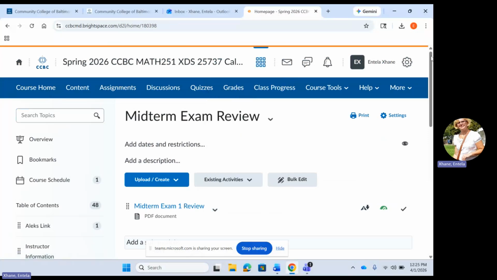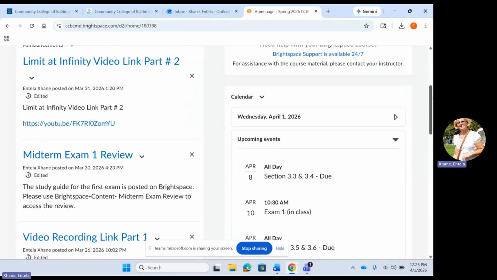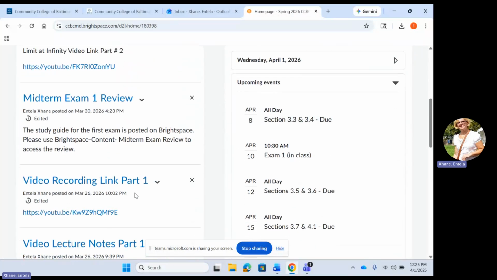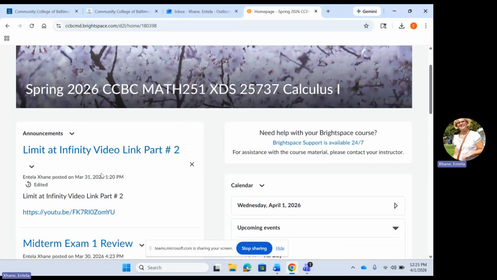Going back to the announcement, at the same time, you have the video recording part 1. This is mainly focused on the limits and then adding more information about limits, especially one case of the limit at infinity. This is part 2, adding again more information about limits, focusing on limit at infinity, part number 2. And now I will stop sharing this and then transition into the file.